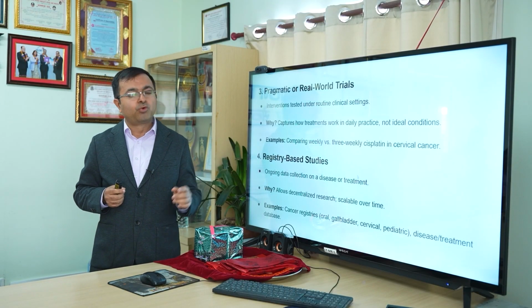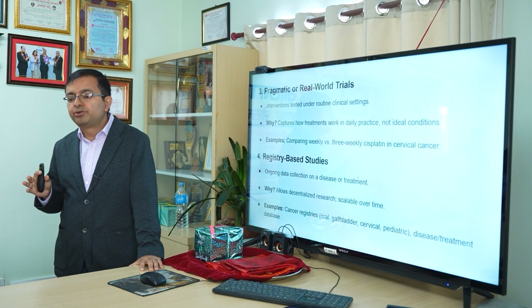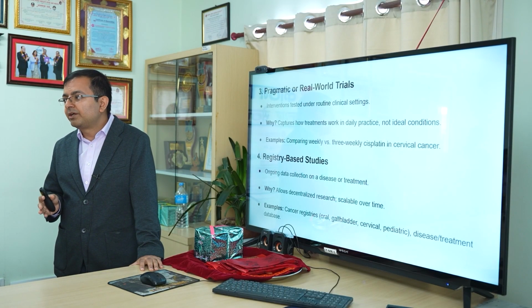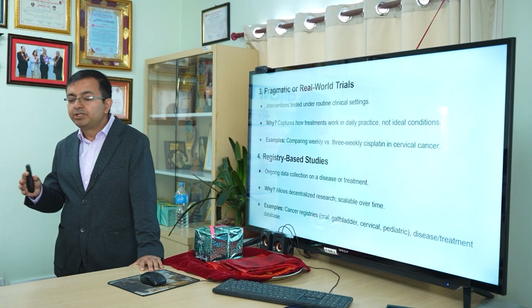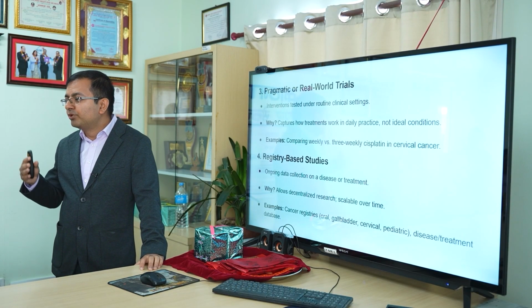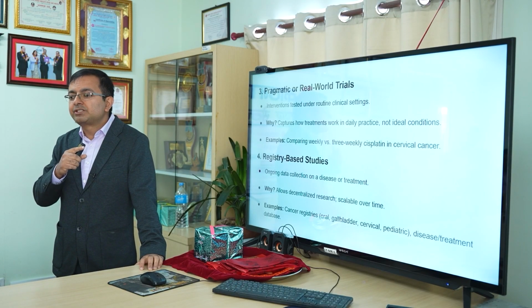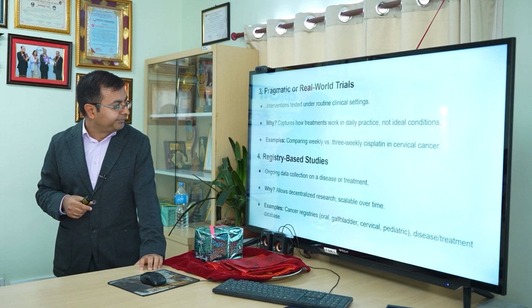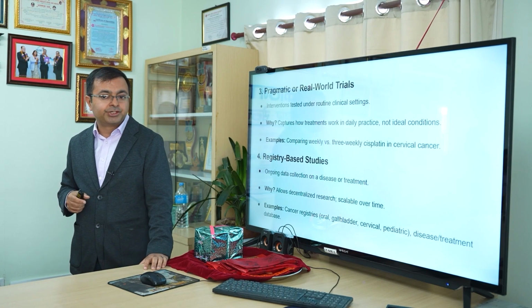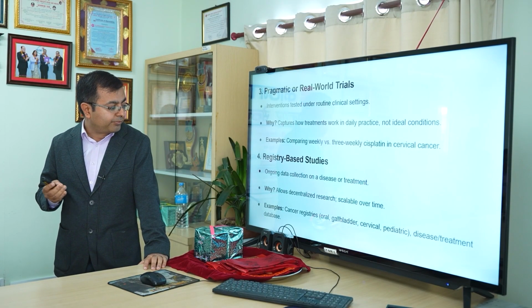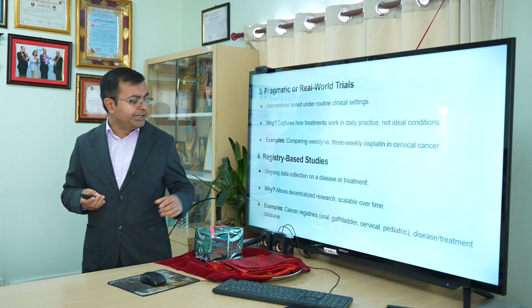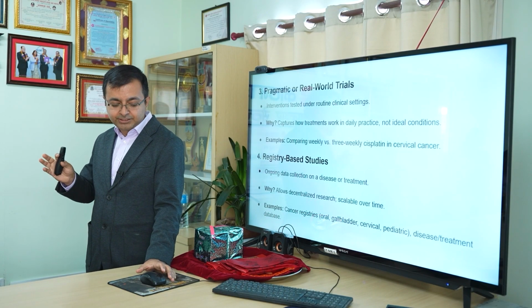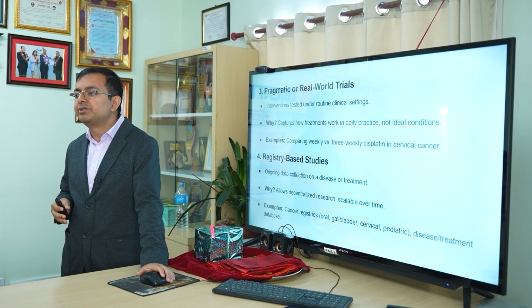Like pragmatic or real world trials. In a pragmatic trial, you don't prospectively divide the patients. In clinic, you are dividing the patients into different treatment arms, and retrospectively you see which treatment is working and which is not working. These are not as robust as the studies that I discussed, but these are practical, which can be done. Registry based studies: we have cancer registries, hospital based registries, population based registries, from which you can study trends of disease. Like we have high gallbladder cancer, we have cervical cancer, we can see the age, the geographical pattern, something like that.